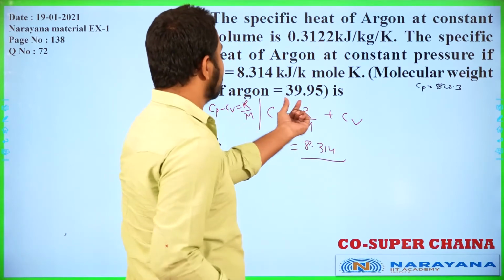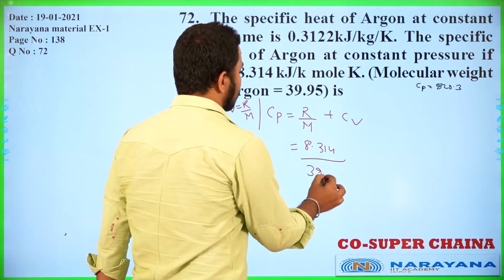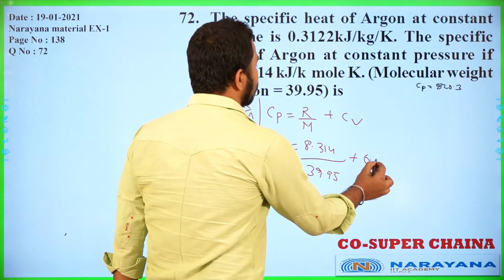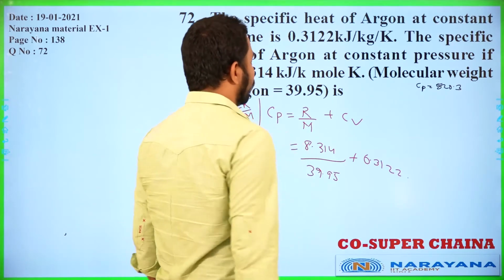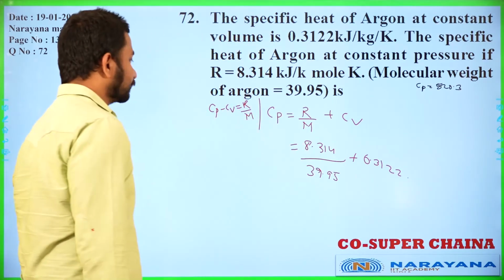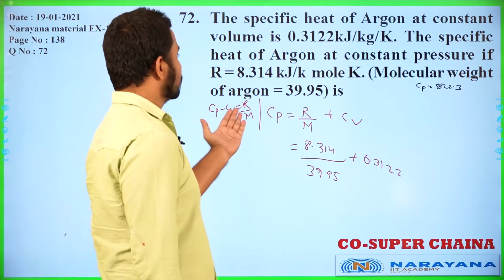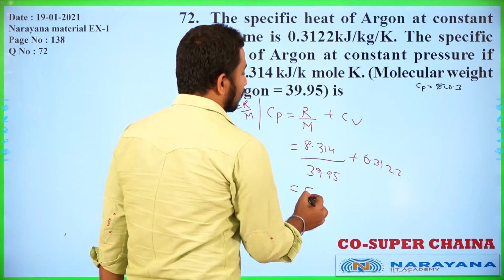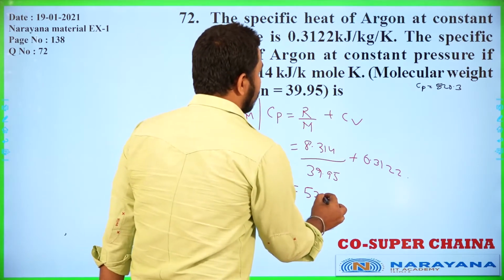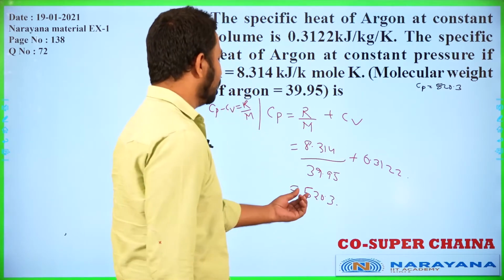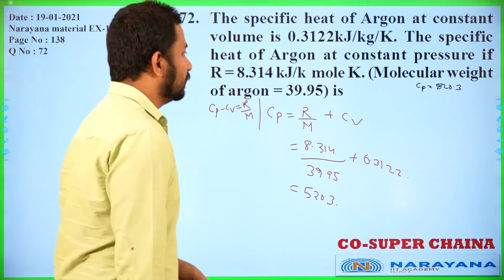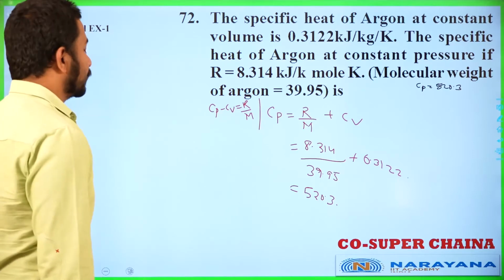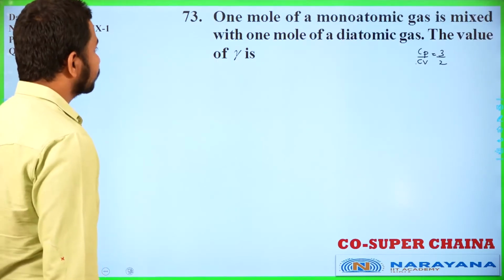8.314 by the molecular weight, which is given as 39. Just be careful on the calculation part, plus 0.3122. This is the required value. Because we know this value, if you substitute here, we will get the answer as 520.3. This will be the answer. This will be the required answer for the question. Okay, so let's proceed to the next question now.